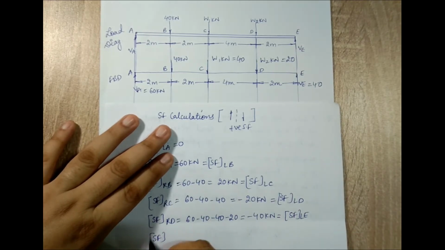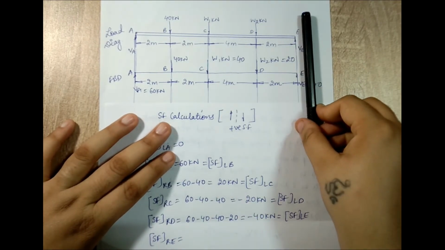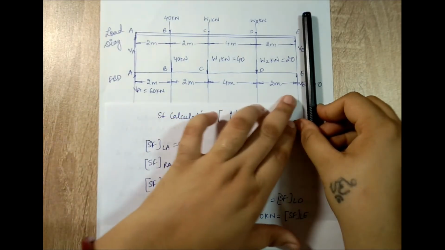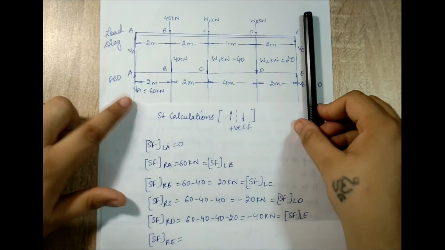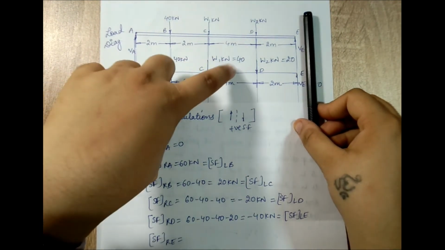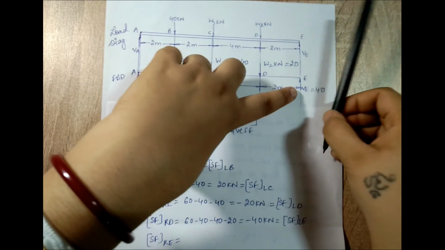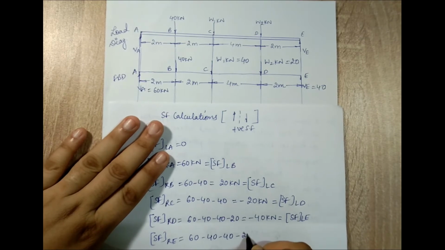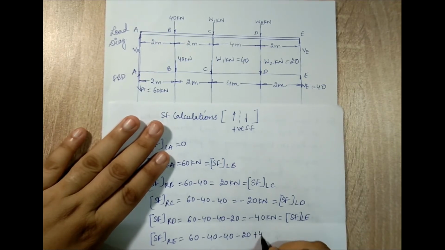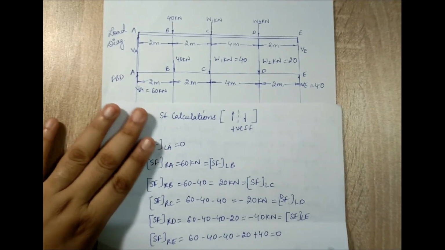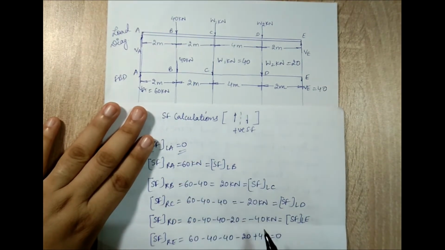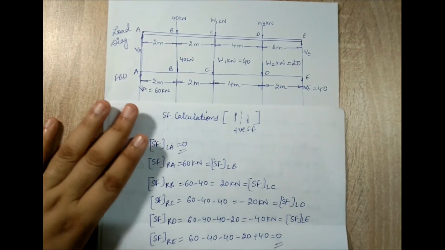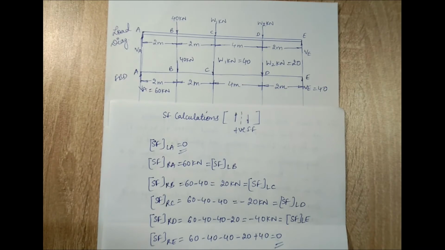Last, very important, shear force to the right of E. For right of E, I'll stand to the extreme right of E and I can see all the values of load. So 60 upward, minus 40, minus 40, minus 20 and plus 40. So that makes it 0 actually. So I get a clear 0 here. I start with a 0 and I end at 0. So my SF calculation is correct.